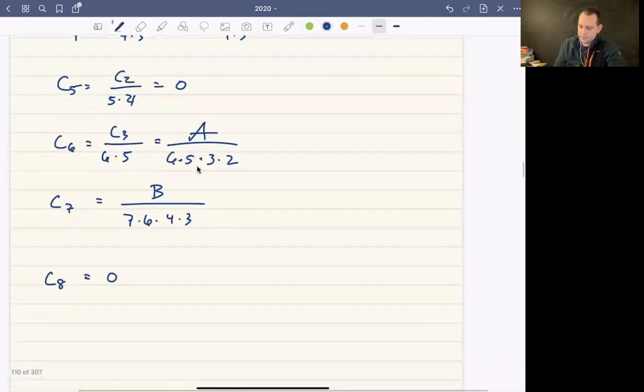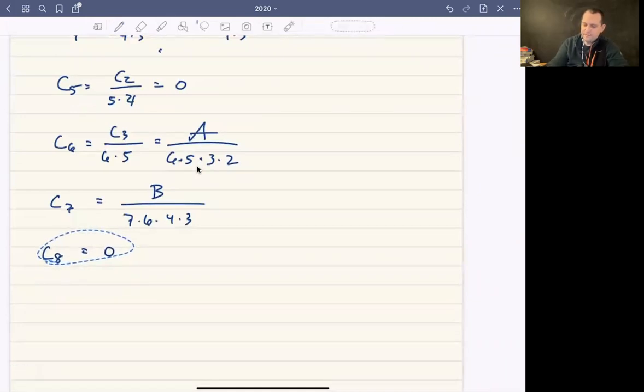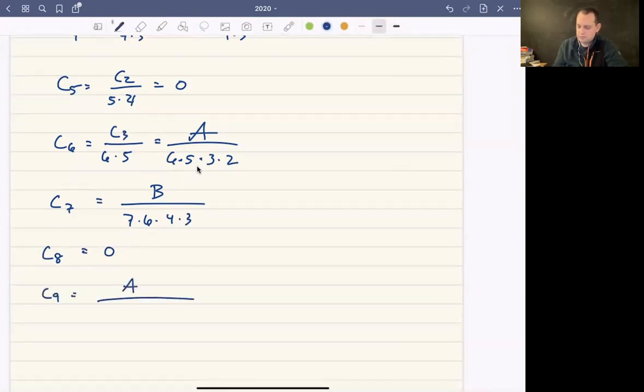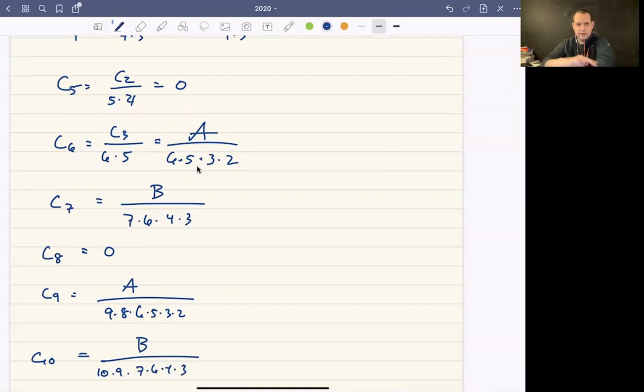C8 will be 0, so no surprise there. That's a multiple of C5. C9 is going to be C6 divided by 9 times 8. And then C10 is going to be C7 divided by 10 times 9. Okay, and these values in the denominator are what they are. We don't have to worry about it too much.